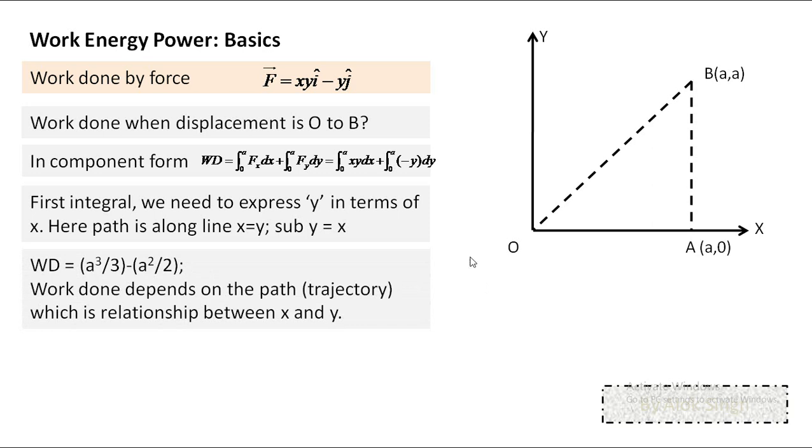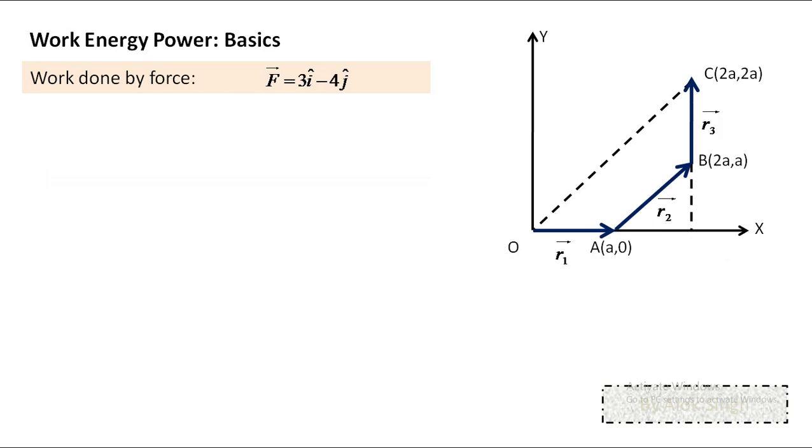So if we substitute, now it is simple. So this would be integration of x square dx, which will be x cube by 3. Substitute the limits, it will become equal to a cube by 3. Similarly, this one will equal to y square by 2. So minus y square by 2, with the limits, a square by 2. So work done depends on the path or trajectory, which is the relationship between x and y. So there are some cases where it does not depend on path. There are some cases where it depends on the path.